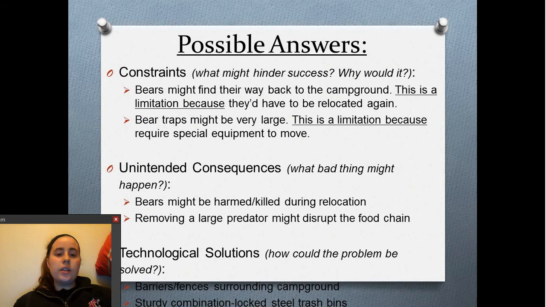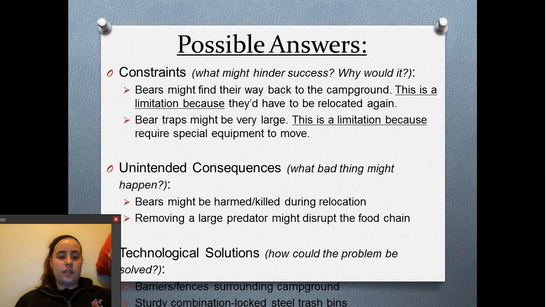Alright, so here are some possible answers that you may have discussed. For constraints, maybe bears might find their way back to the campground. It would be a limitation because they would just have to be relocated again. Maybe the fact that bear traps are really, really big is a constraint. It's a problem because it would require special equipment or lots of people to move them around. You could have come up with lots of different responses. These are just some examples.